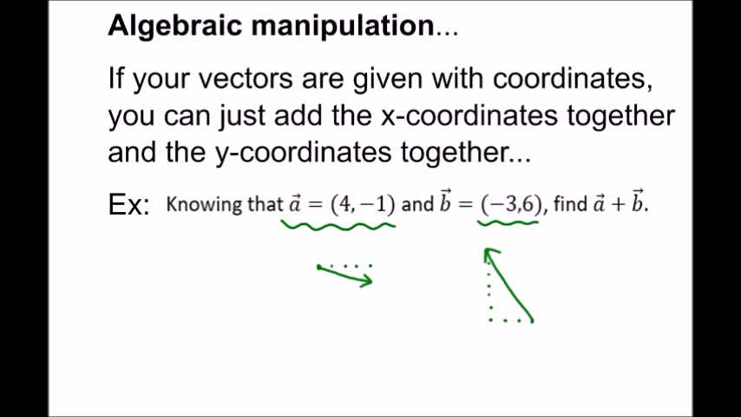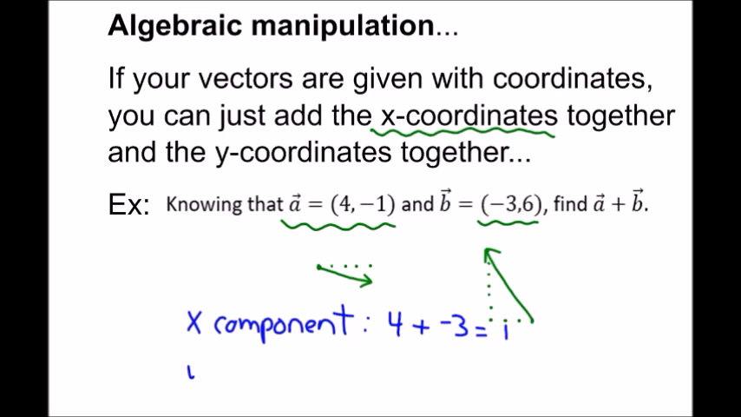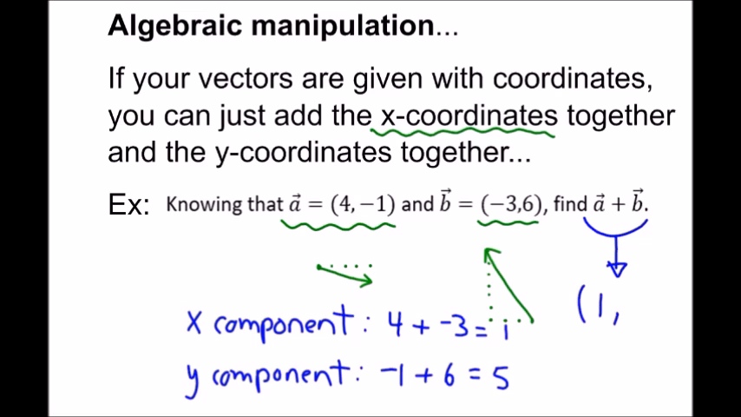So I could represent them and add them up, but it's a bit easier than that. What you can do is just add your x coordinates. To find your x component, you're going to do 4 plus minus 3. So it's going to give you 1. And to find your y component, you're going to use minus 1 plus 6, which is going to give you 5. So if you have to do A plus B, your result would be 1, 5.